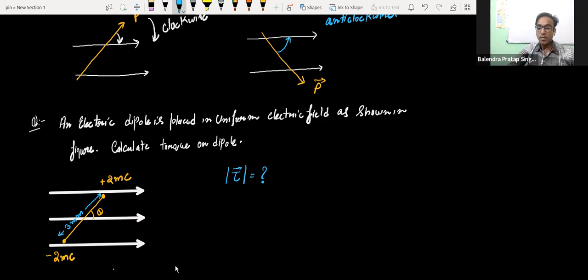Try to solve this problem, then I will give you the exact answer. But first try to solve by yourself and send me the answer in chat box so that I can have idea who is able to solve this problem. Send me the answer, try to solve it.